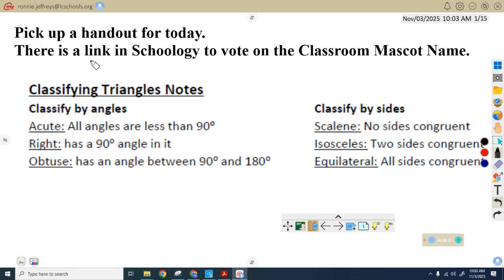Alright, and for those that weren't in class today, they were voting for the classroom mascot name. So if you missed it, too bad.